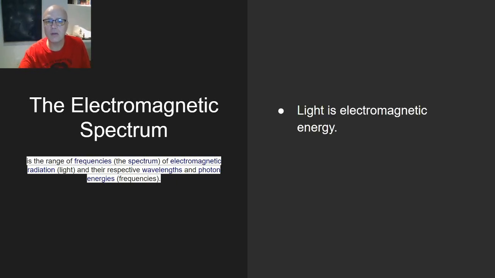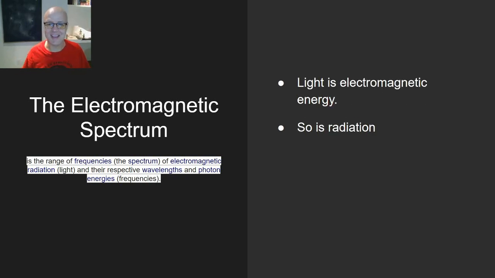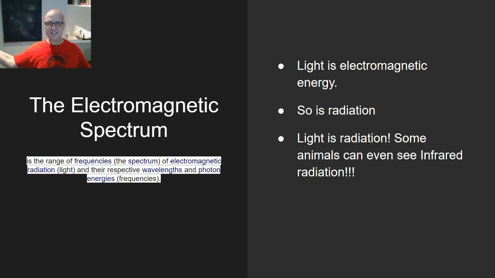Let's break this down. So light is electromagnetic energy. That's the first concept you have to get. It's a form of energy that's related to electricity and magnetism. Let's just leave it there for a sec as an explanation. Now, here's the interesting thing. So is radiation. If you look back at that definition, you notice that I said radiation and light are the same thing. Light is radiation.